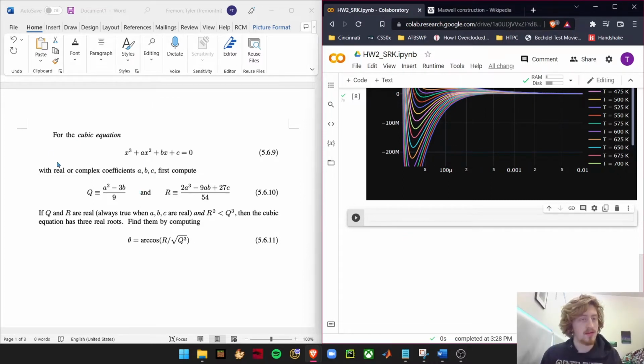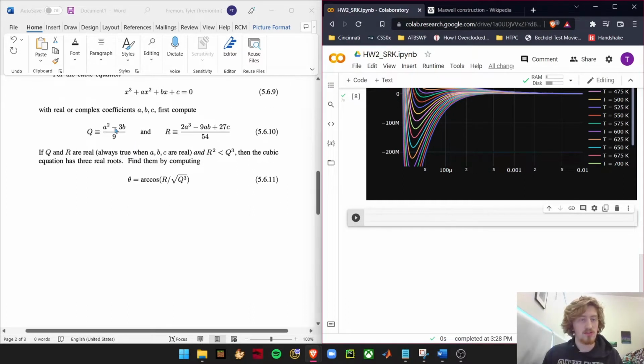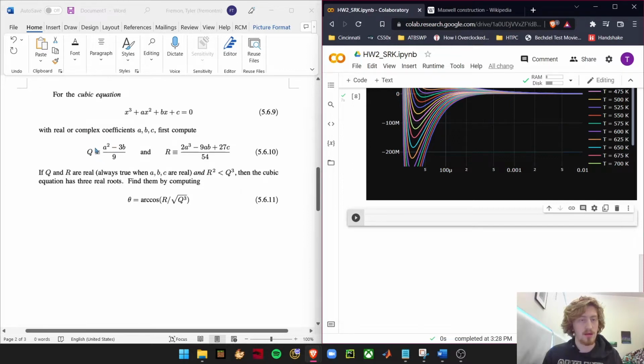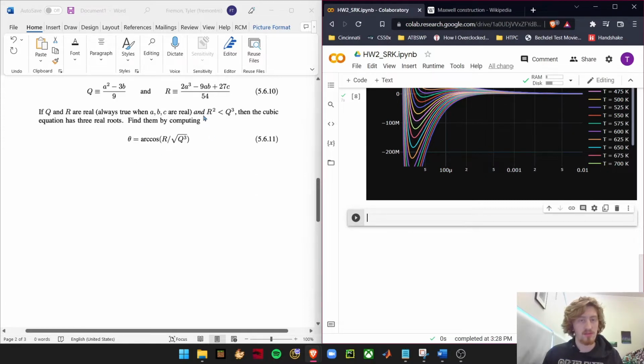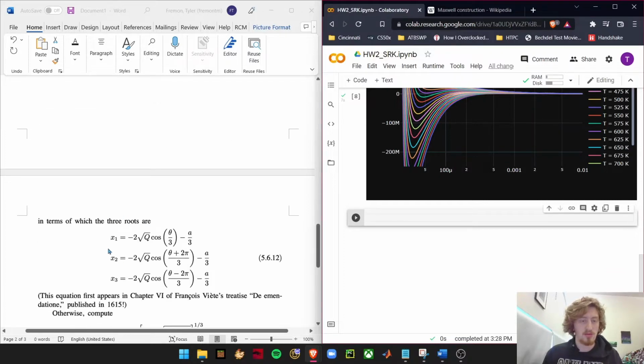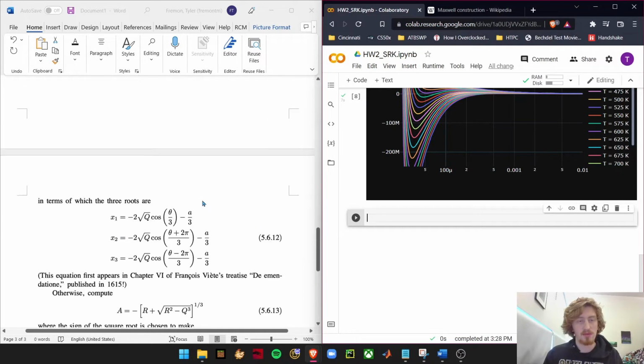So we can take a quick overview of Cardano's formula. It's basically saying that if you have this cubic polynomial of this form, using the coefficients a, b, and c, you can derive values for q and r here. Then using those values of q and r, and specifically the squared value of r and the cubed value of q, we can determine how many roots there will be, and then also compute the roots using a series of methods.